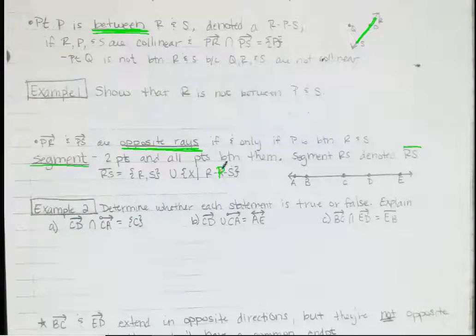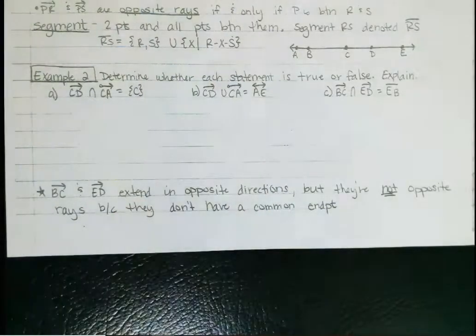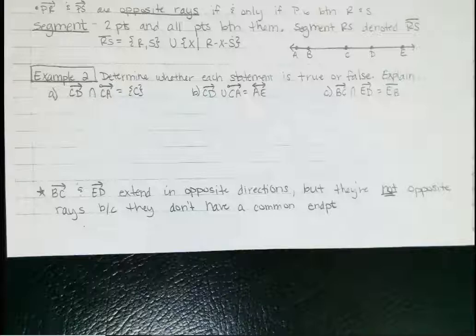All right, so let's look at example 2. Let me clear our writing here and move it up so we have some room. All right, example 2. Determine whether each statement is true or false and explain. I know these are your favorite because they're definitely my favorite, except false. I really hate true and false questions. Okay, so we're using the line A, B, C, D, E up there, so line AE. And it says ray CD. So I'm going to look at ray CD here.